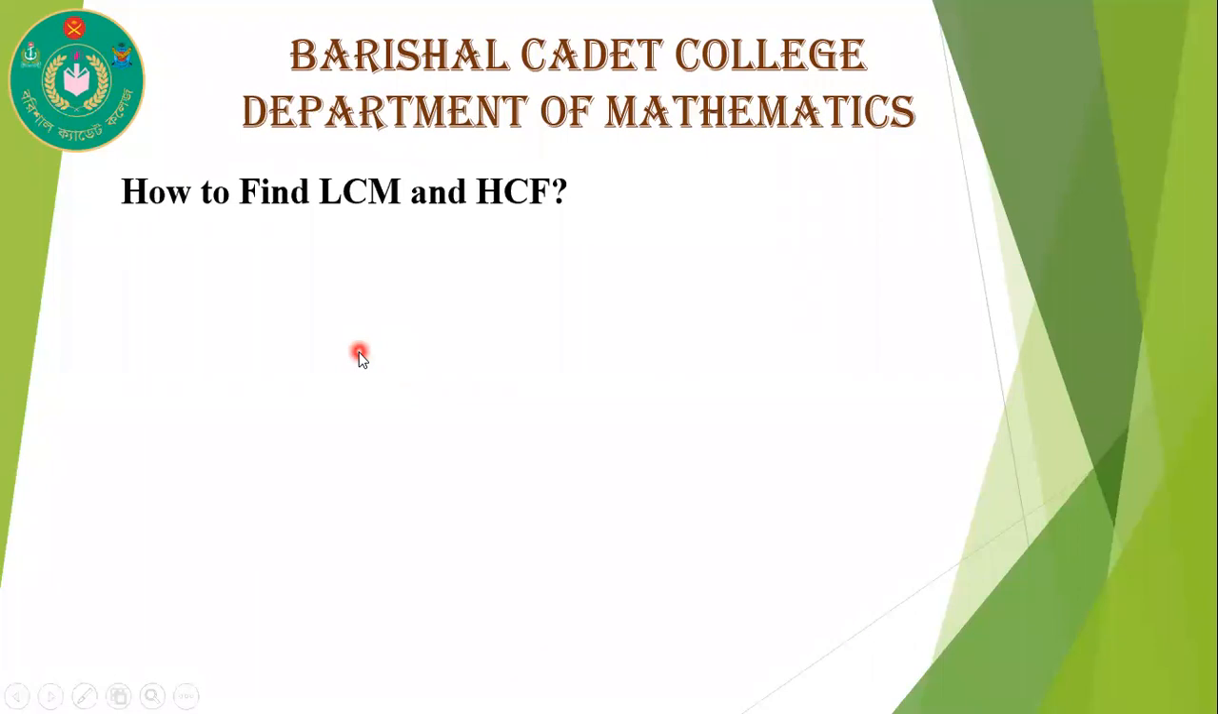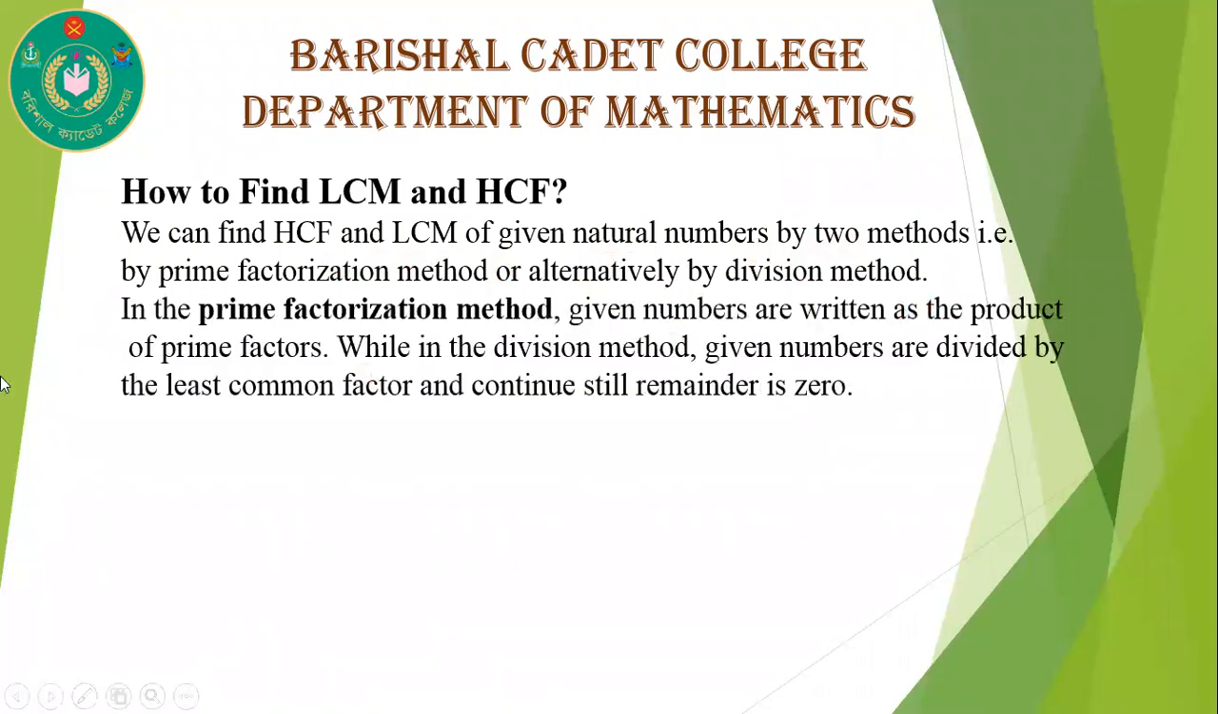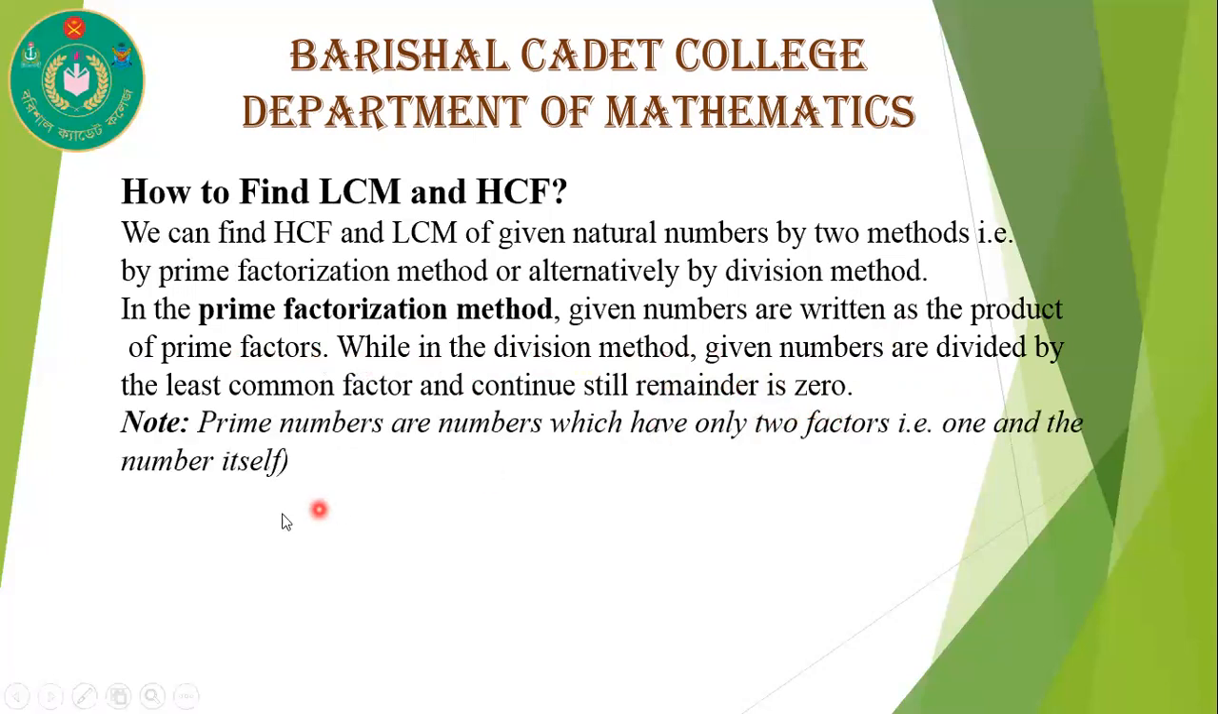How to find LCM and HCF? We can find the HCF and LCM of given natural numbers by two methods: the prime factorization method and the division method. In the prime factorization method, the given numbers are written as the product of prime factors, while in the division method, the given numbers are divided by the least common factor continuously until the remainder is 0. Note: prime numbers are numbers which have only two factors, that is 1 and the number itself.